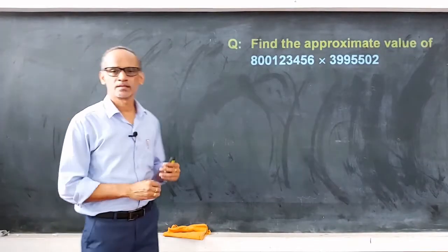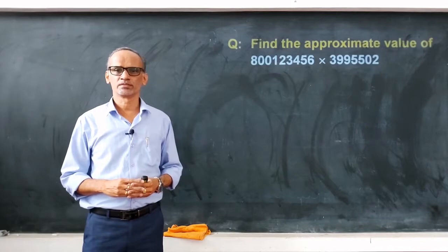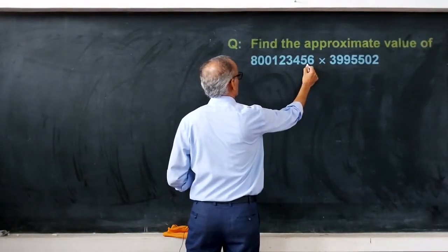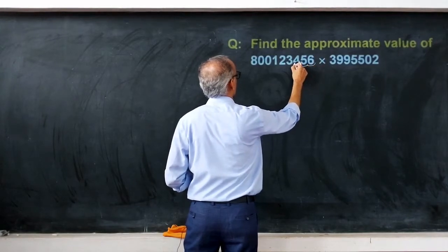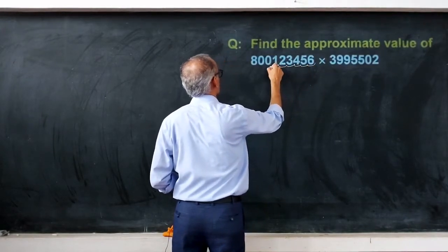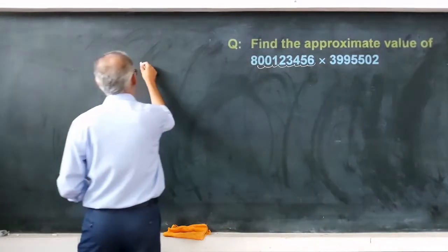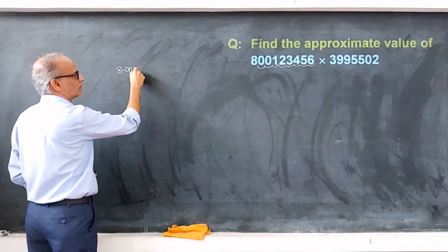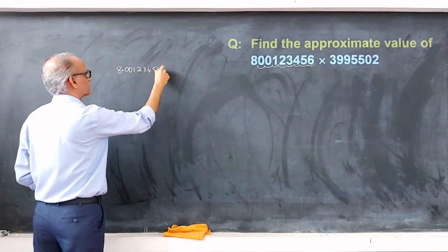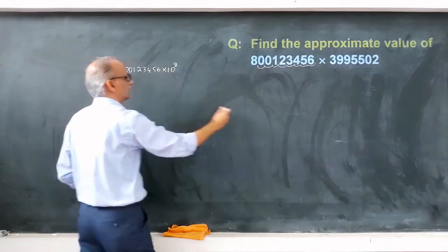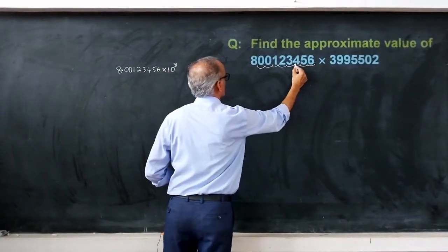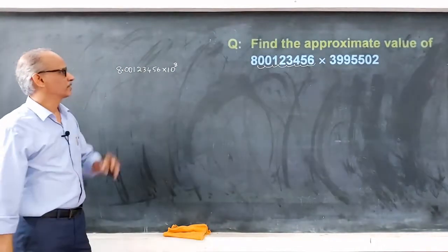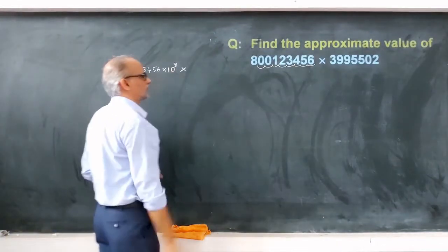Okay, right. First, let us write in terms of the scientific notation. The decimal point is here. Shift it. 1, 1, 2, 3, 4, 5, 6, 7 and then 8. So I will write here it's 8.001 2, 3, 4, 5, 6 into 10 to the power 8. Correct? Shift 1, 2, 3, 4, 5, 6, 7, 8. So I have rearranged in terms of the scientific notation.